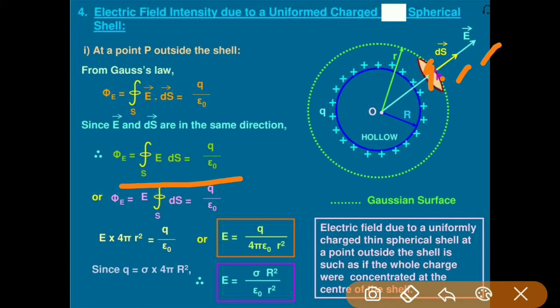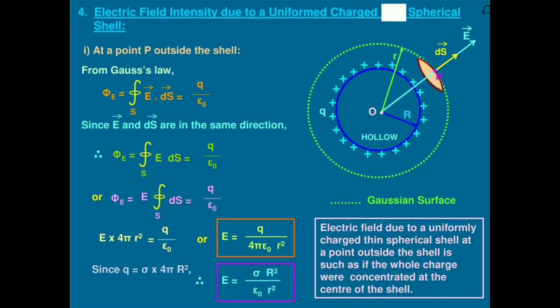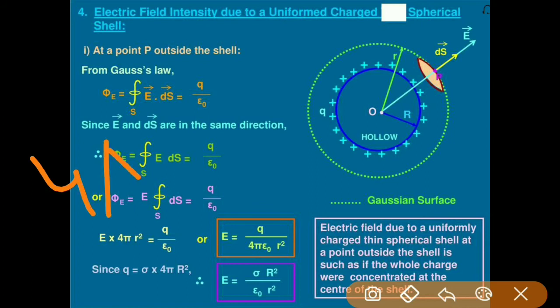Here the value of E is constant, so you can take E outside of the integration, but dS is the variable. This differential area dS varies throughout the whole surface area of the Gaussian surface. You know that the surface area of a spherical Gaussian surface is 4 pi, and the radius of the Gaussian surface is r, so that becomes 4 pi r square. So you put the value of the closed integral of dS as 4 pi r square.